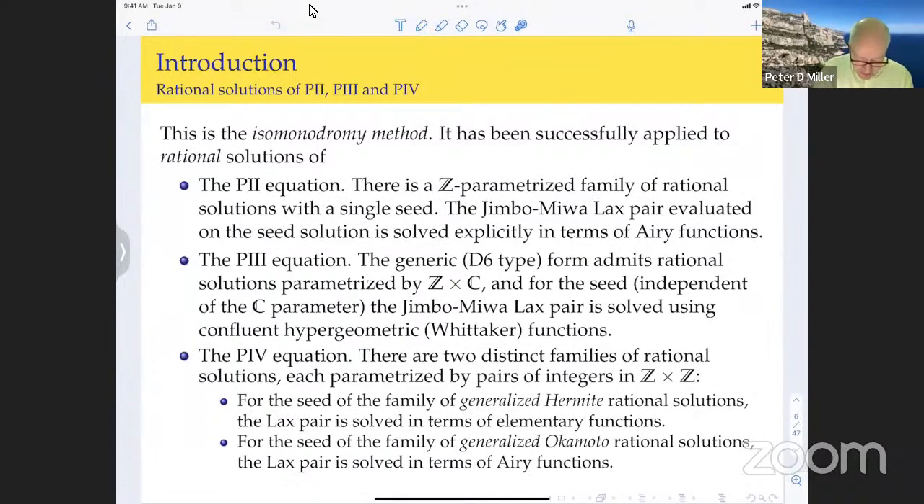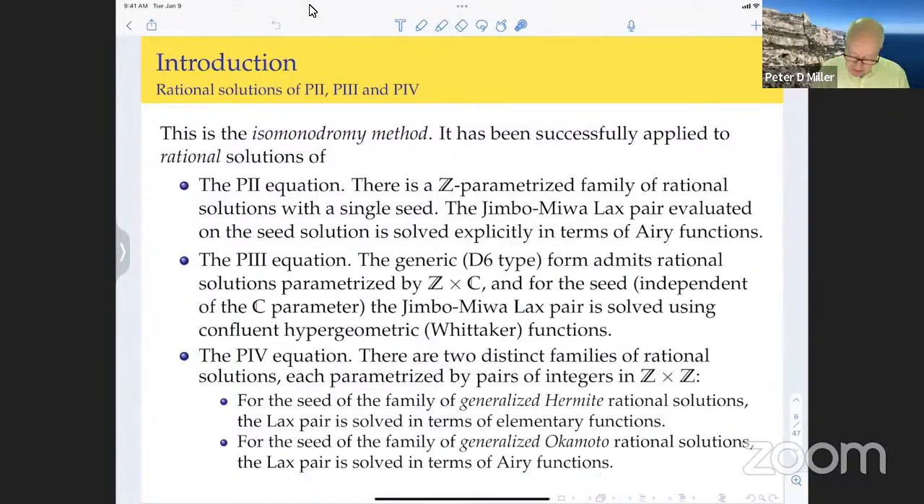And then for the Painlevé-IV equation, what's interesting perhaps is that there are two distinct families of rational solutions, and each of them gets parameterized by a pair of integers. So there's two kinds. There's the so-called generalized Hermite rational solutions and the generalized Okamoto rational solutions. And in each case, the Lax pair can be solved explicitly in special functions. Actually, for the generalized Hermite case, it's really elementary functions that you can use to solve the problem. But for generalized Okamoto, it's Airy functions, just like it was for Painlevé-III, actually.